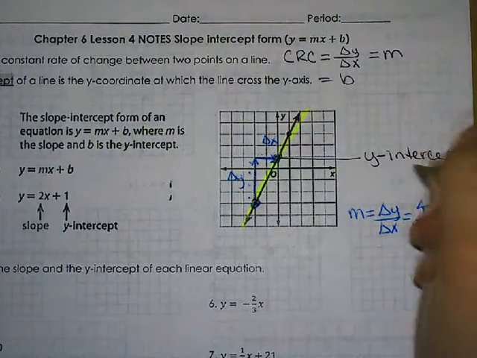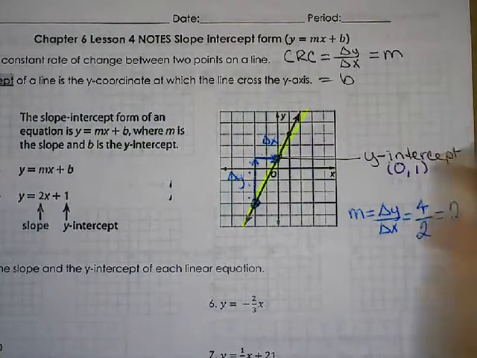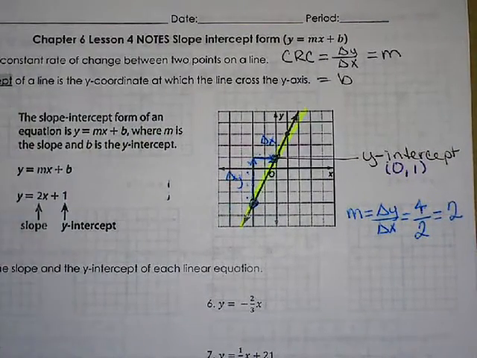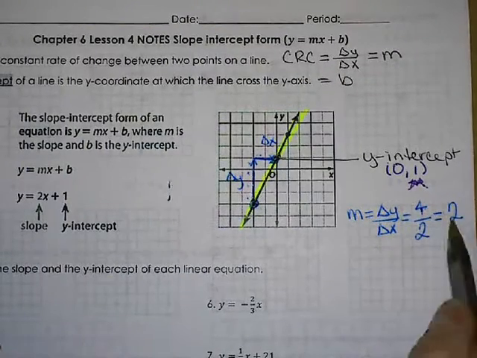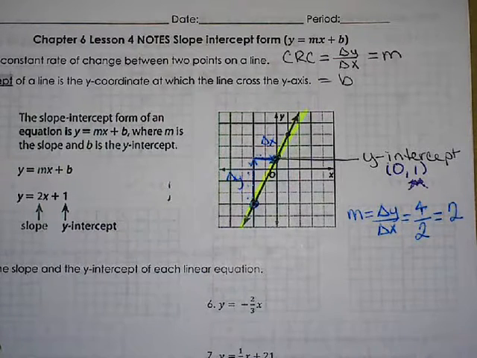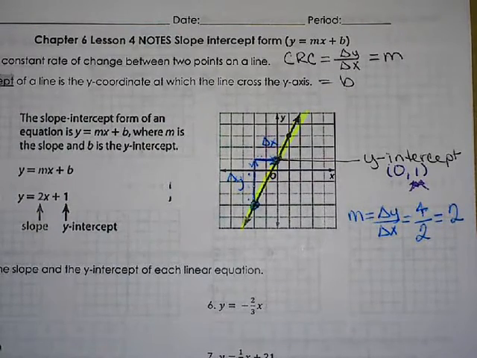The y-intercept that we found is at the coordinate 0, 1. So now we have our y-intercept and our slope. If you will recognize, the equation is y equals 2x, which is our slope.